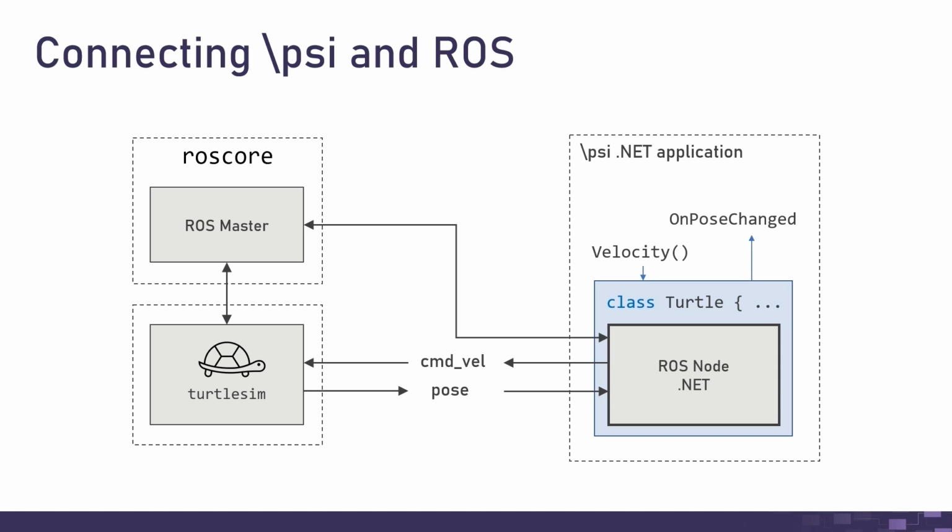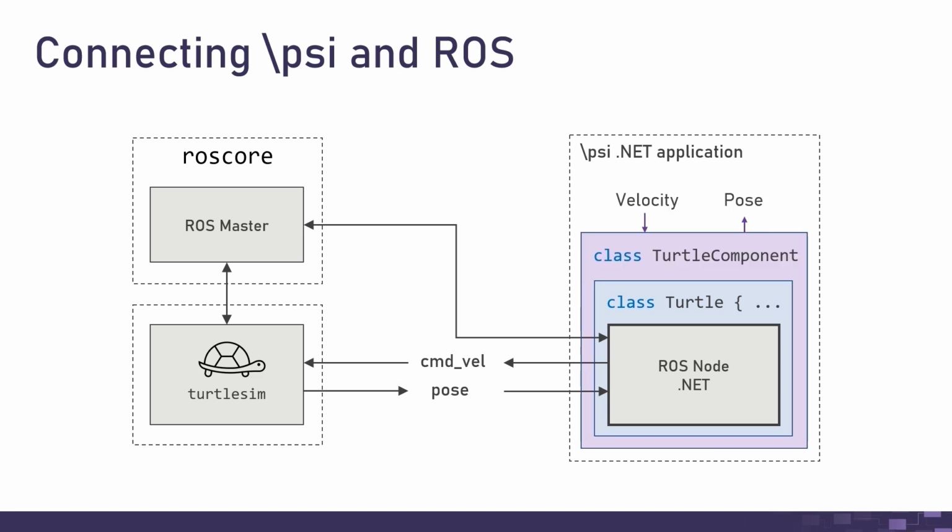We'll wrap that though now with another class, which we'll call turtle component. That will be a proper Psi component. It'll turn that event and that method into proper Psi streams named velocity and pose. So the velocity stream will be a receiver that pushes to that velocity method, and pose will be a stream to which messages will be pushed when the event fires underneath.